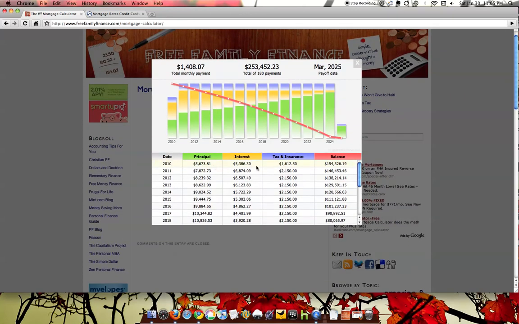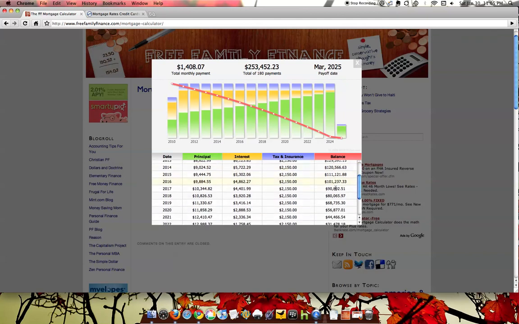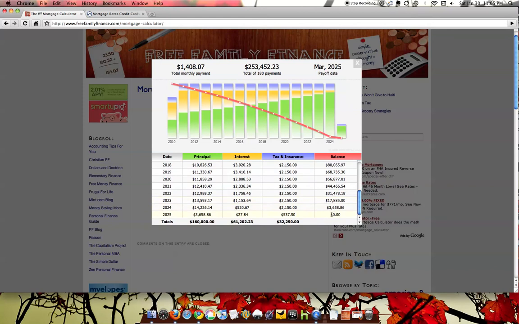Below, you'll see the numbers for those same statistics, and you'll also see what that ending loan balance will be each year as you slowly pay and pay month by month, and then boom, your house is paid for. Zero balance. That is awesome. You have, over the course of this 15 years, paid $160,000 towards principal. No surprise there. You also paid over $60,000 in interest. That kind of sucks. I don't know about you.